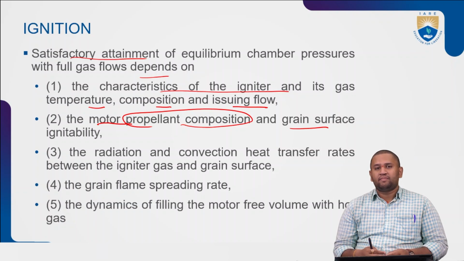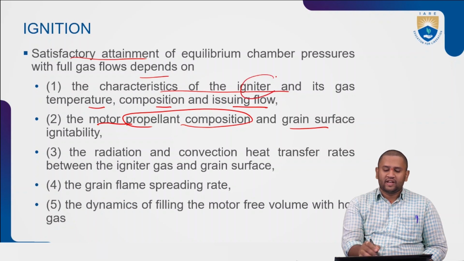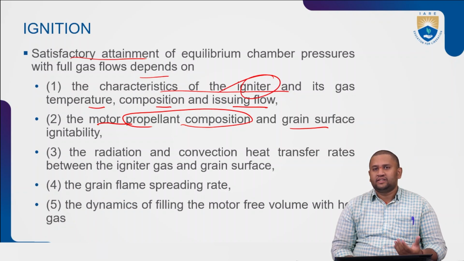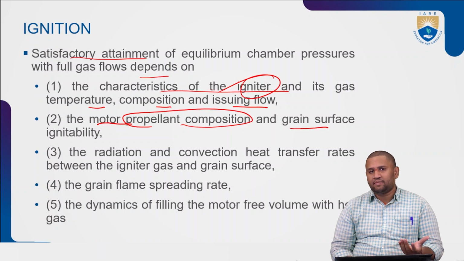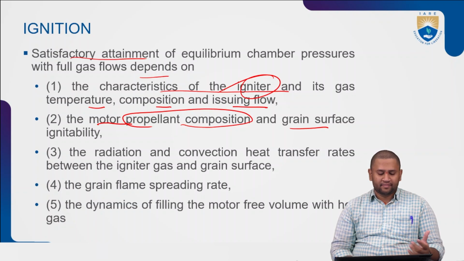It means at what temperature the grain tends to ignite itself on its own. That temperature we are supposed to maintain or create based on the type of igniter we choose. If you are choosing a wrong igniter, we will not be able to create that required temperature, so the propellant might not be able to burn.